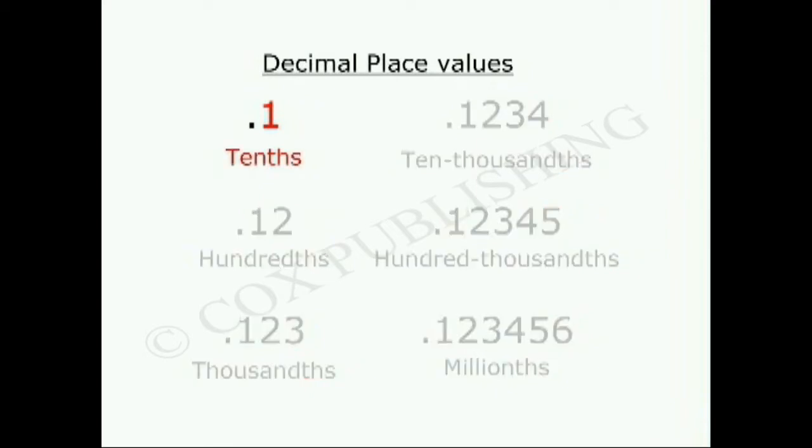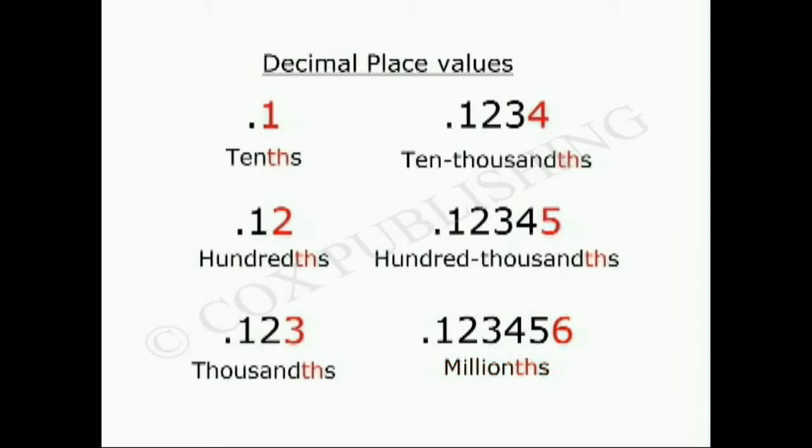1 decimal place is tenths. 2 decimal places is hundredths. 3 decimal places is thousandths. 4 decimal places is 10,000ths. 5 decimal places is 100,000ths. 6 decimal places is millionths. You will have to know this information when you're changing decimal numbers into fractions, so it's a good idea to memorize these place values. Now what about a number like this?